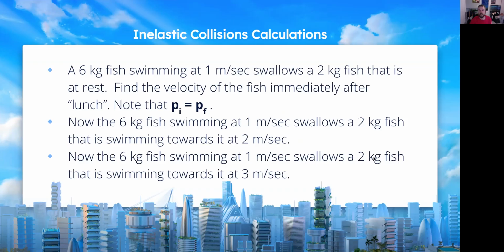All right? So let's consider this with a simpler example rather than going all the way to the football players. Let's consider this with some fish. So we have a 6 kilogram fish. That's a big fish. It's a 14-pound fish. So a 6 kilogram fish swimming at 1 meter per second. Just kind of lollygagging along. And it swallows a 2 kilogram fish that is at rest. A 2 kilogram fish is not moving. Let's hope it was still alive before it got eaten.